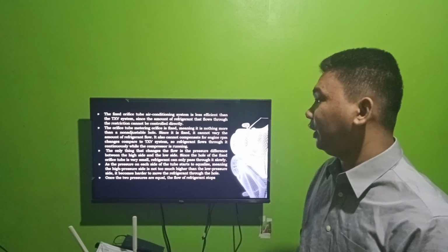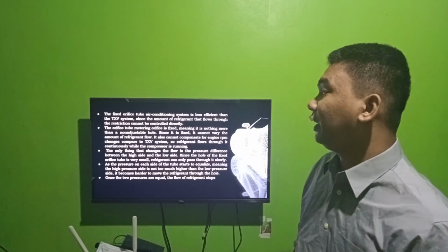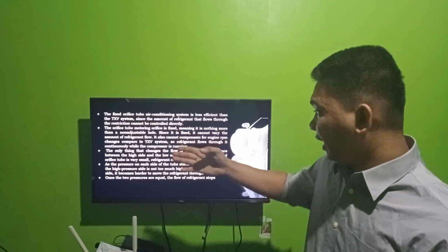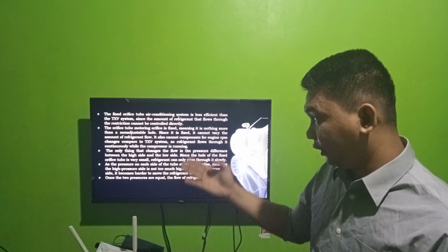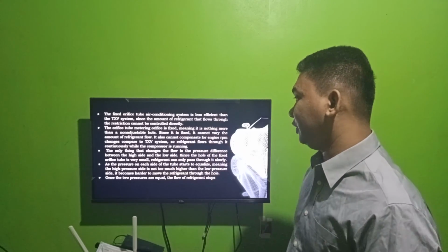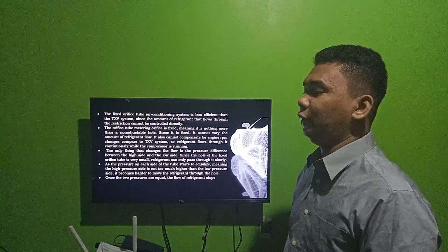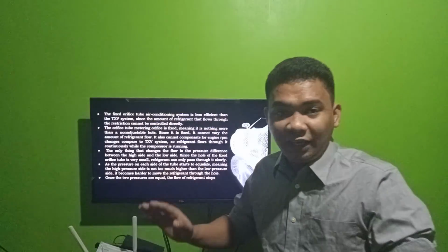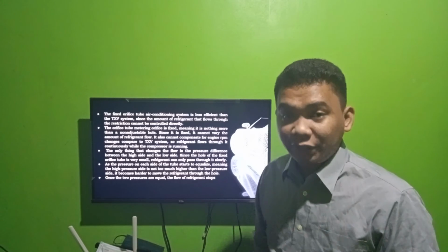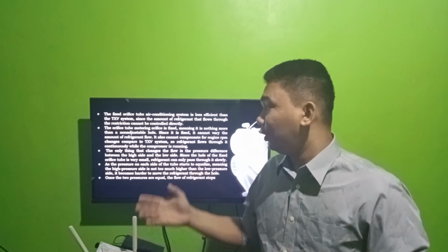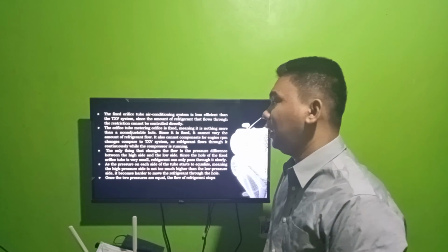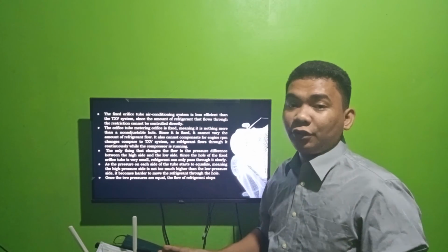So the orifice tube metering orifice is fixed, meaning it is nothing more than a non-adjustable hole. So again, the nozzle is non-adjustable, or the tube is non-adjustable. Since it is fixed, it cannot vary the amount of refrigerant flow. So again, hindi nababago yung flow. Hindi nababago yung amount of refrigerant na nilalabas niya. That's all. Yun na yun. The hole since it's fixed cannot vary changes. Pag fixed orifice tube, non-controllable.